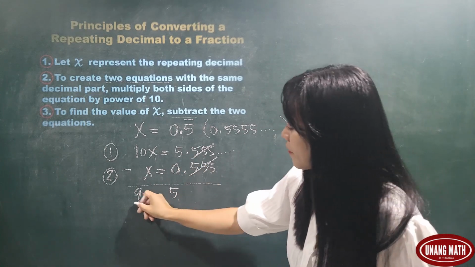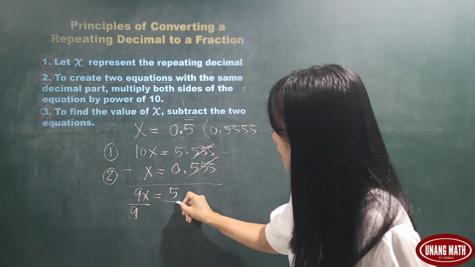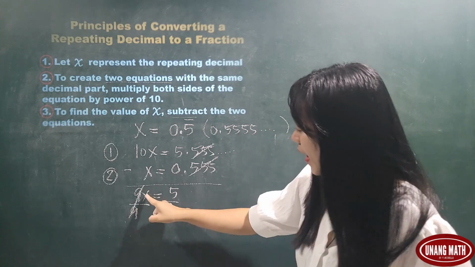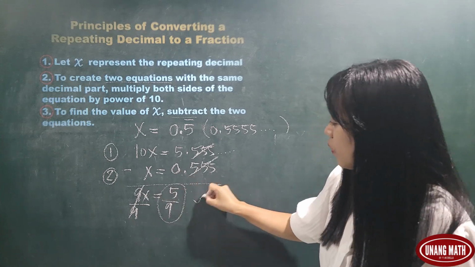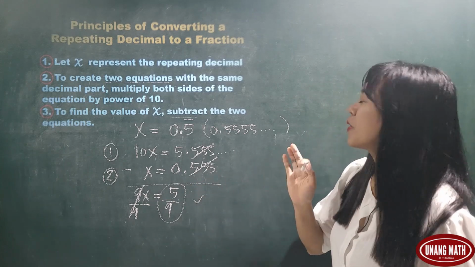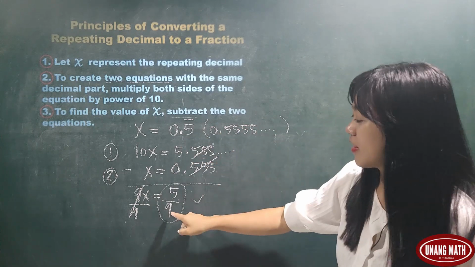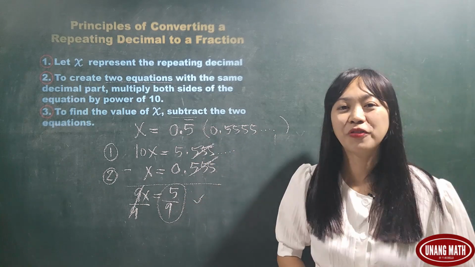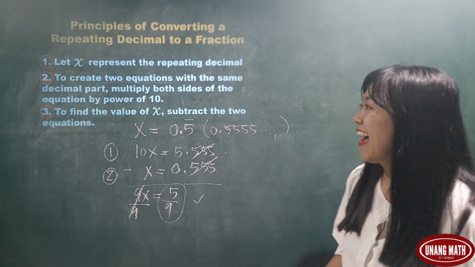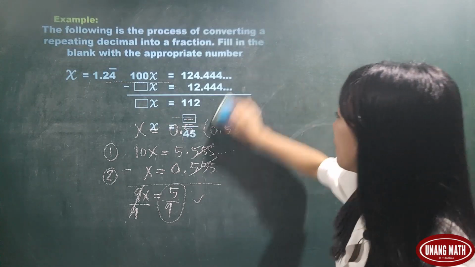To find the value of x, divide both sides by 9. So x is equal to 5 over 9. So if we convert 0.5 repeating to a fraction, this is equal to 5 over 9. Okay, let's have another example.